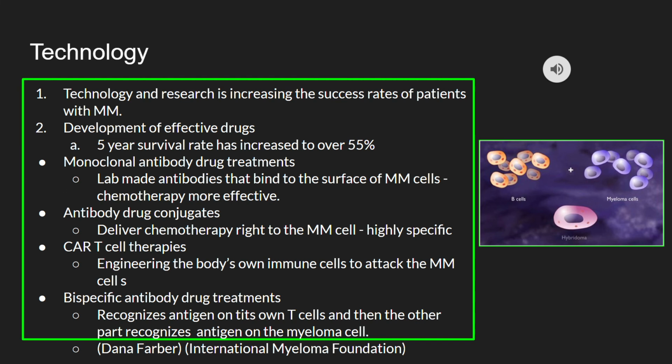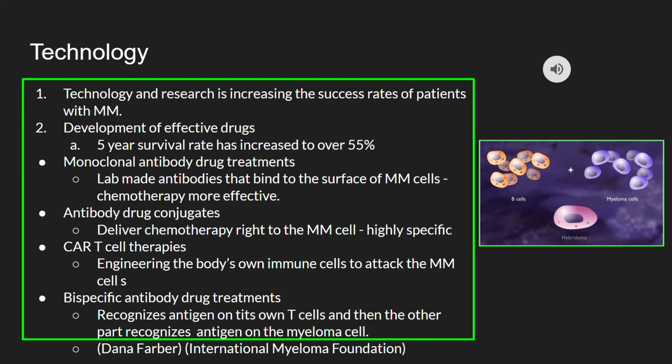So the first treatment plan that I found was monoclonal antibody drug treatments, where the lab will make antibodies that bind to the surface of the multiple myeloma cells, so that the chemotherapy can go directly to those antibodies and become more effective killing those plasma cells. The next is the antibody drug conjugates. This is when a specific antibody is found on the myeloma cell and chemotherapy is able to be delivered right to the multiple myeloma cell.